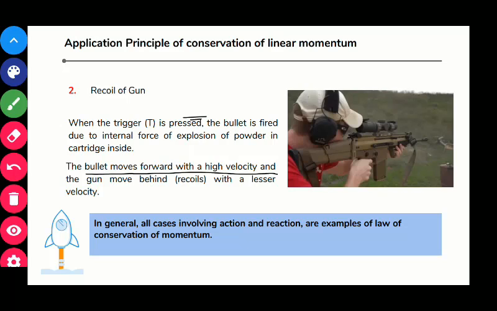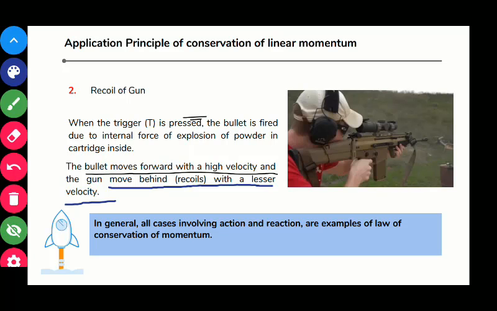Therefore if you are applying some force to the bullet, then the bullet will also apply some force to you, and therefore the gun will move backward with a lesser velocity, right? That velocity is known as the recoil velocity of the gun. When you fire, you will feel a backward push, and that velocity we need, and for that we will need a mathematical expression, right?